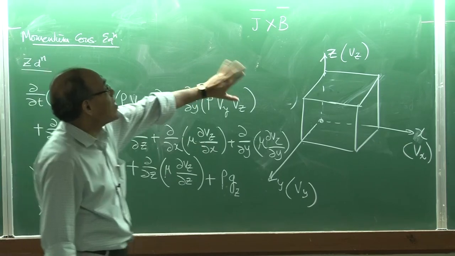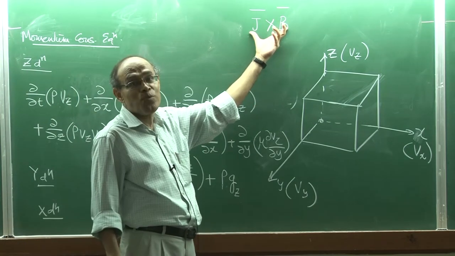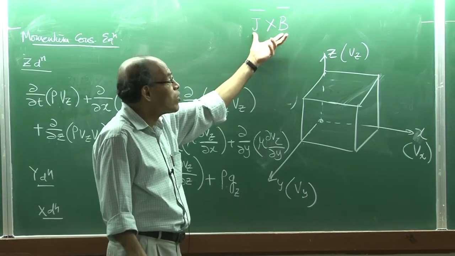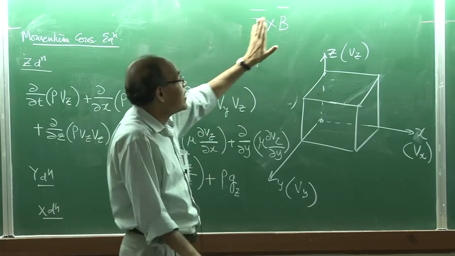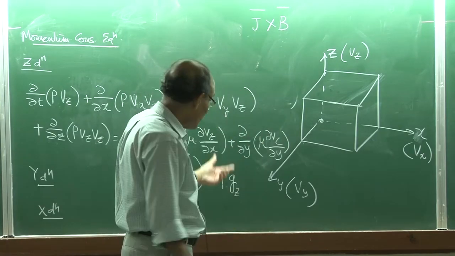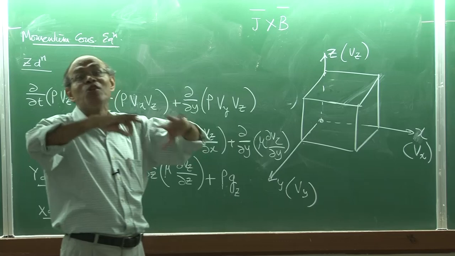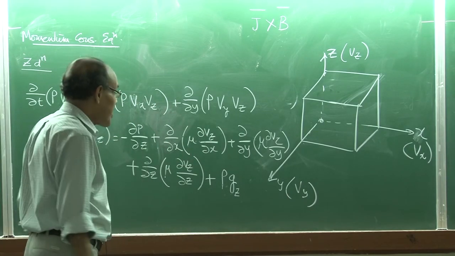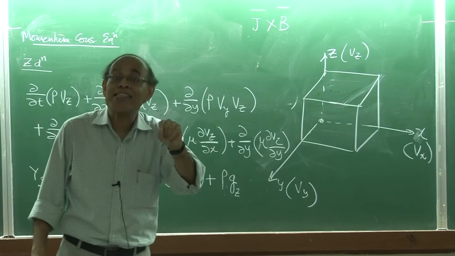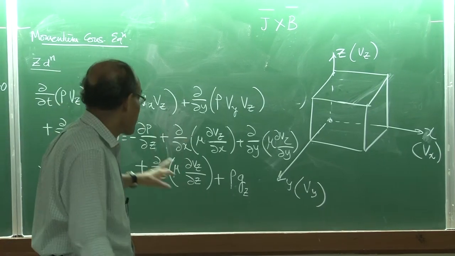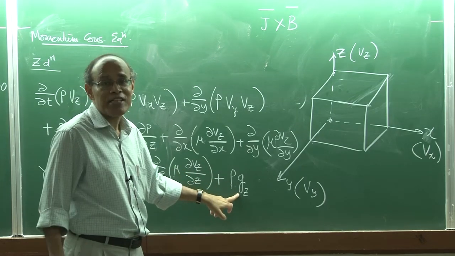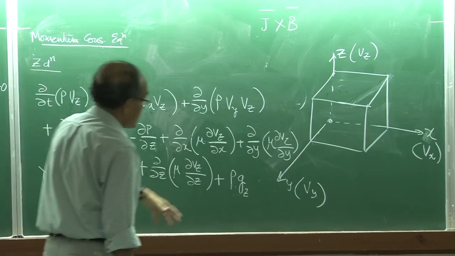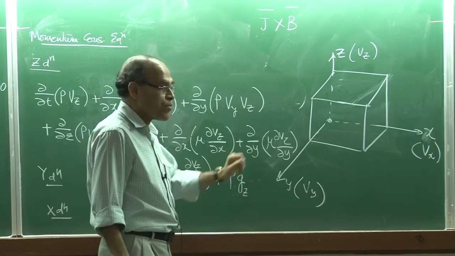So therefore, we require a separate module to compute the J cross B. J is the current density and B is the magnetic flux density. So these are both vector quantities, so you have to do a cross product and then find out the corresponding component along the z direction, add that up, and then your equation is valid for the electromotive stirring case. And in your case now, you not only have pressure force and gravitational force, but in addition to that you also have an electromotive force, and the right component of the electromotive force needs to be substituted.